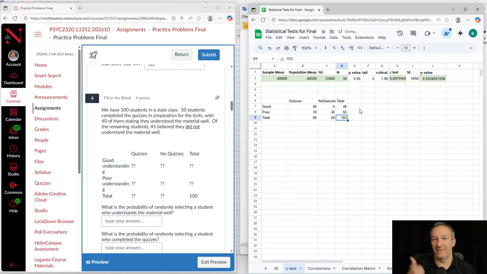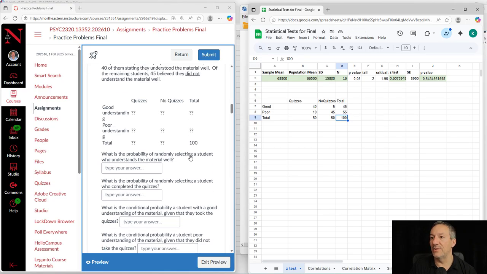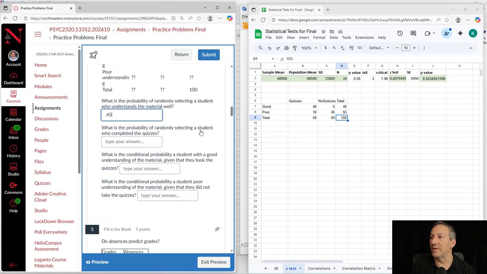45 plus 55, 100. Okay, so what's the probability of randomly selecting a student who understands the material well? Good understanding, we go to the total. 45 divided by 100 is 0.45. Probability of selecting a student who completed the quiz, we go to quizzes, total, 50, so 0.50. If your number was not 100, you would have to divide whatever that number is by your total. But for this one, it's pretty easy since it's 100.